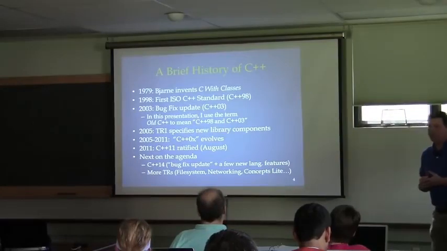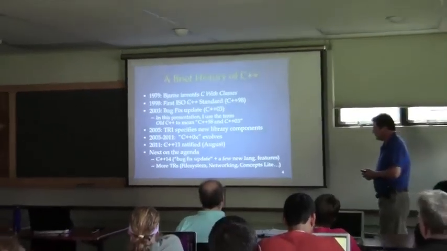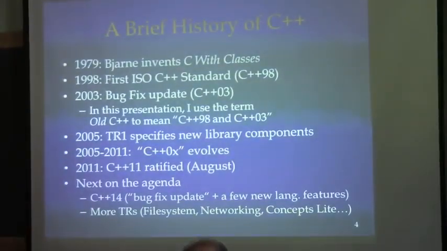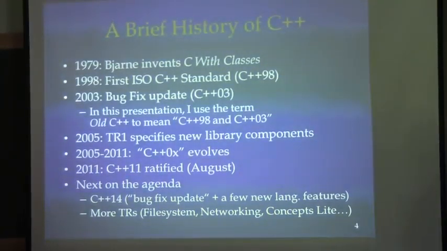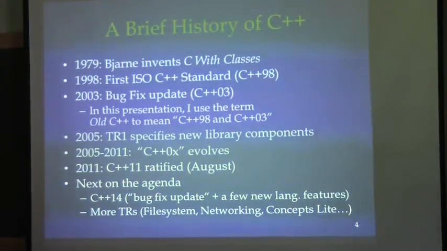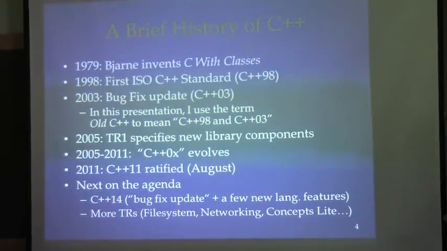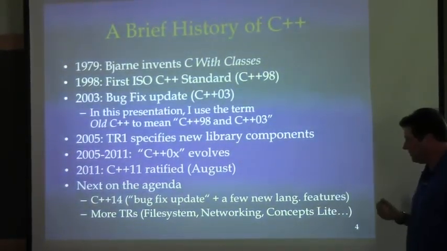All right, so a little bit of history. Of course, C++ was invented by Bjarne Stroustrup circa 1979. The first version was called C with classes. And then the name C++ was coined by somebody and adopted quickly. The first standardization was completed in 1998. So that's the old C++ that I'm going to be referring to. Officially C++98. There was also a bug fix, sort of a patch update, C++03. Collectively, I just call that old C++ because the language didn't really change.